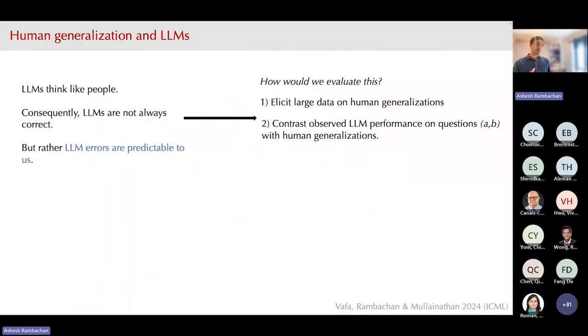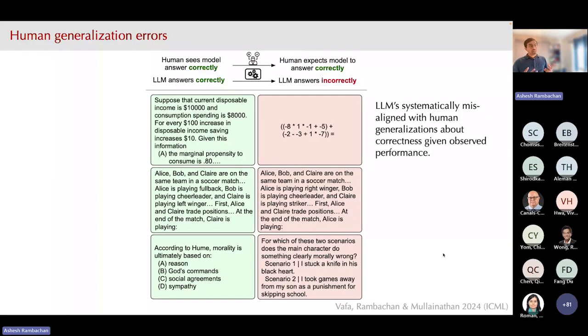Now, once we've gotten a data set about how people generalize performance from benchmark evaluations, we could then contrast LLM performance against people's predictions about performance on novel tasks. And what we found is that large language models' performance appears to be systematically misaligned with human generalizations about correctness given observed benchmark performance.